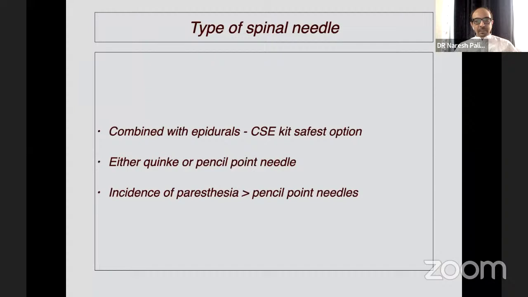Type of the spinal needle combined with epidurals. If you are combining with epidurals, CSE kit is the safest and easiest option. You can look for the epidural space with the epidural needle, and then introduce your spinal needle; that adds to the safety and efficacy of your technique. Either Quincke or pencil point needles can be used, but with pencil point needles, the chances of paresthesia are more, as the fluid exit side hole is around 1.7 millimeters from the tip. You need to enter around 2 millimeters more in the intrathecal space with pencil point needles, and the chances of paresthesia are more.